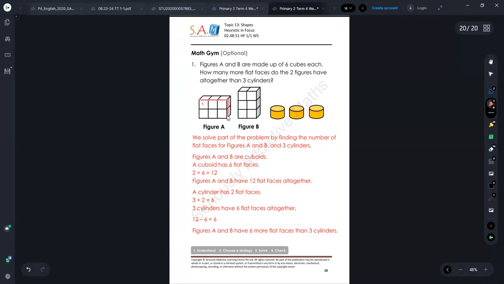So this is a cuboid. Figures A and B are cuboids. A cuboid has 6 flat faces. So immediately they know that 2 of them together will be 2 times 6. They don't count these individually, so you have to explain to them. After that, the cylinder has 2 flat faces and there are 3 of them, so it'd be 6. The difference would be 12 minus 6. Then they can answer the question.